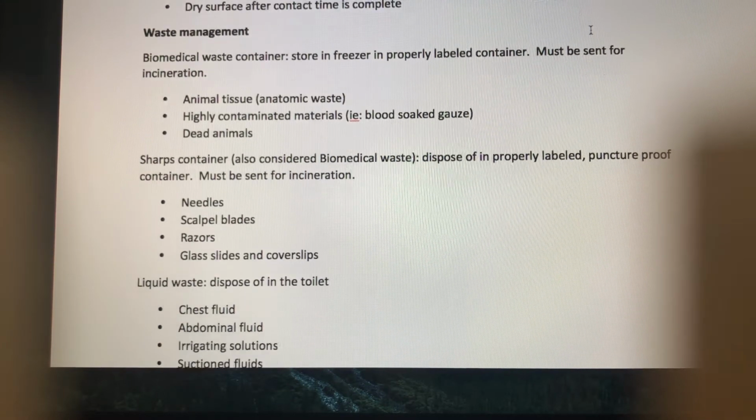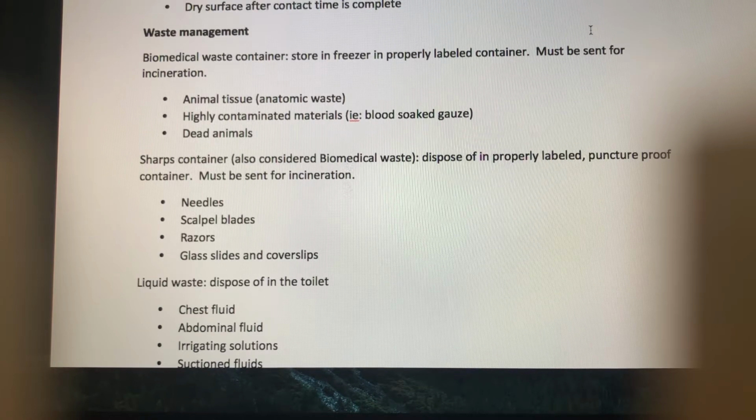Sharps containers, these are also considered biomedical waste. But we don't want to include sharps in with our animal tissues. Those are going to be two separate types of containers. So our sharps container is going to be things like needles, scalpel blades, razors, glass slides, and cover slips. These need to be disposed in properly labeled, puncture-proof containers.